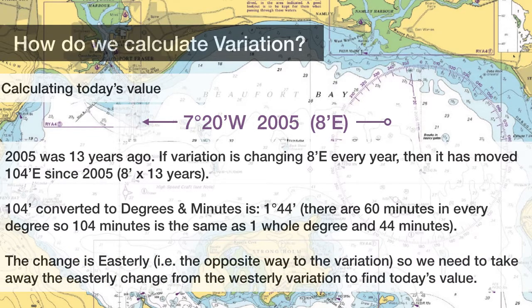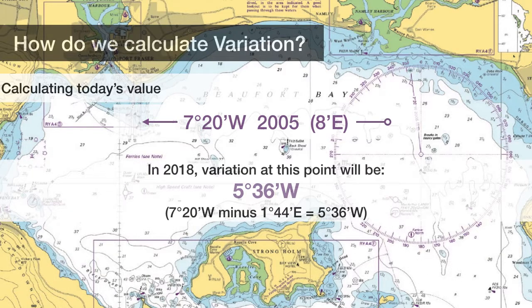As the change since 2005 is east, in other words, opposite to the westerly variation, we need to deduct 1 degree 44 minutes from the 2005 variation to find out today's value. 7 degrees 20 minutes minus 1 degree 44 minutes equals 5 degrees 36 minutes west.